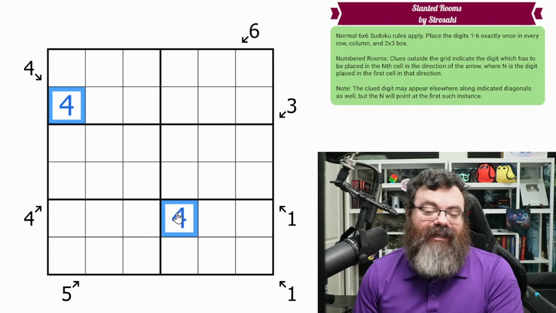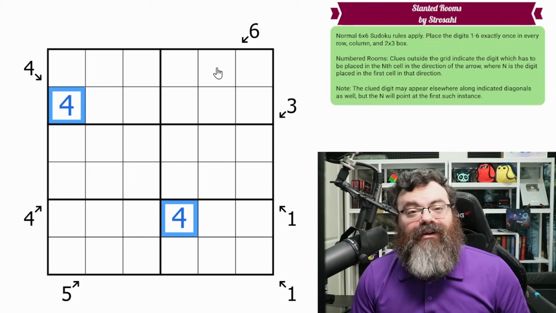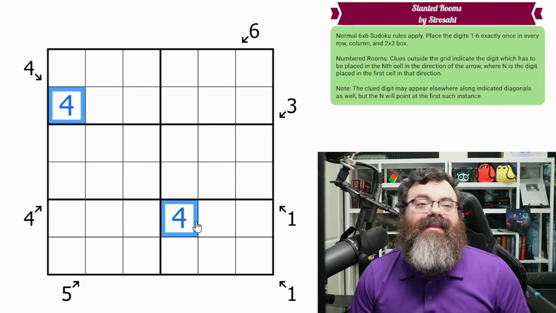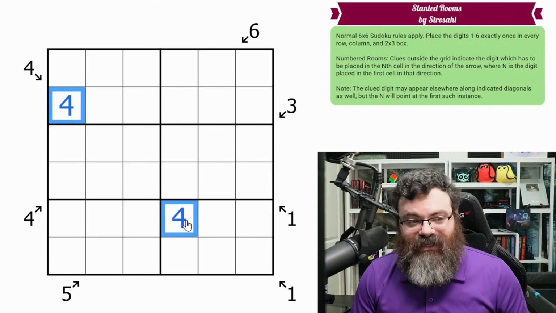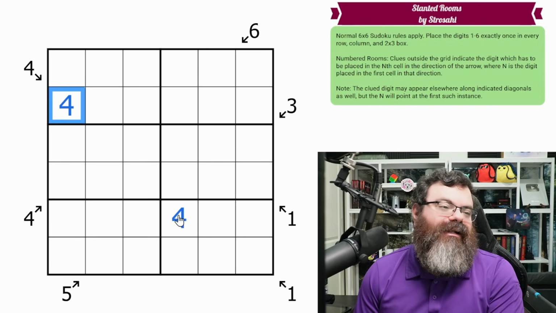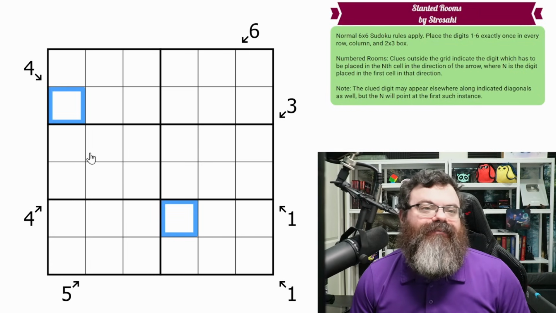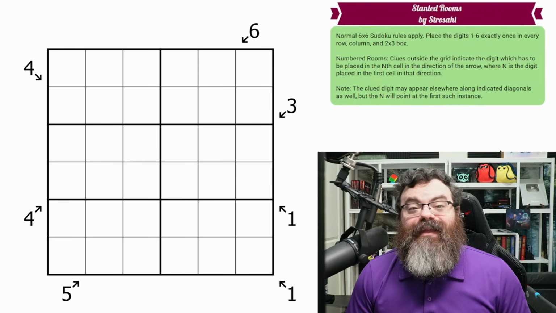But there's an issue with this, which is that we have a note. The clued digit may appear elsewhere along the indicated diagonals as well, but the n will point at the first such instance. This is the second instance, so this n shouldn't have been a 4. So anyway, that example is actually breaking that note that we have at the bottom. And that's it. Those are the rules.